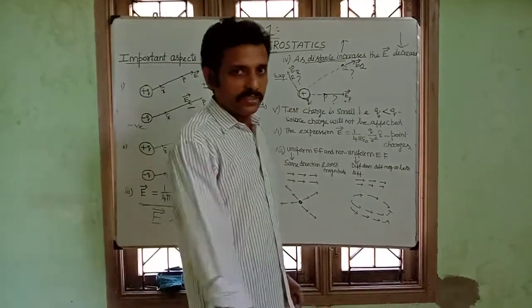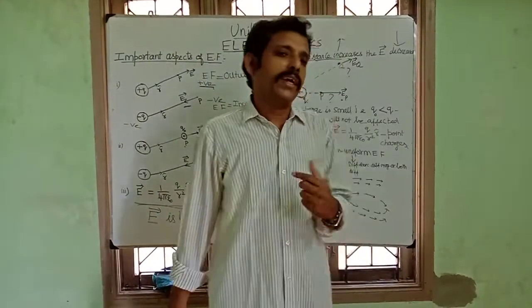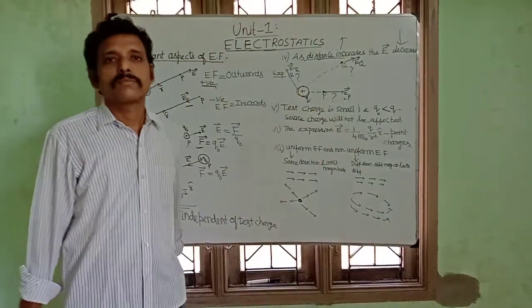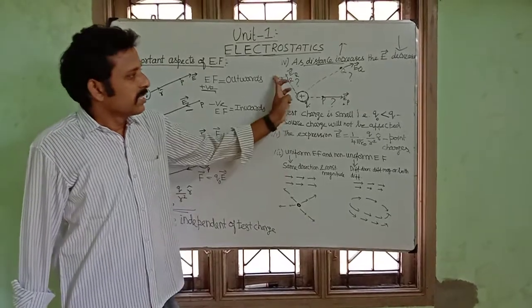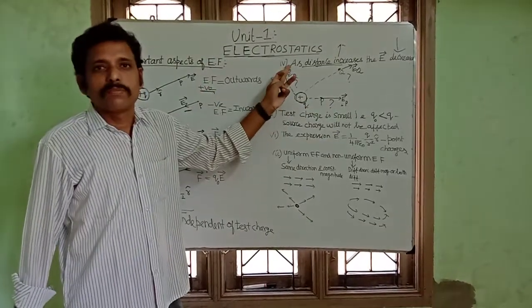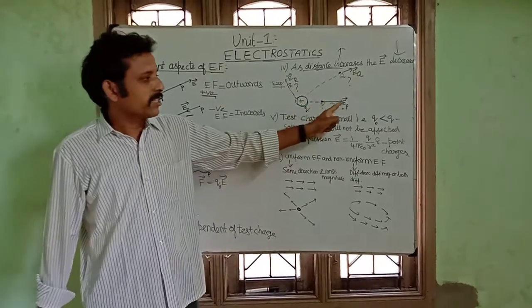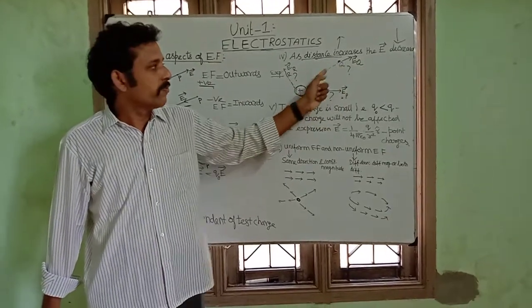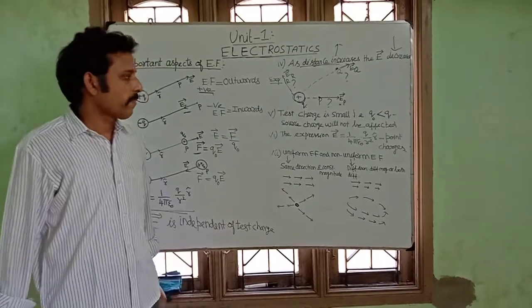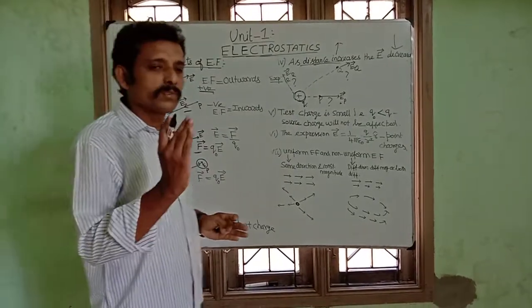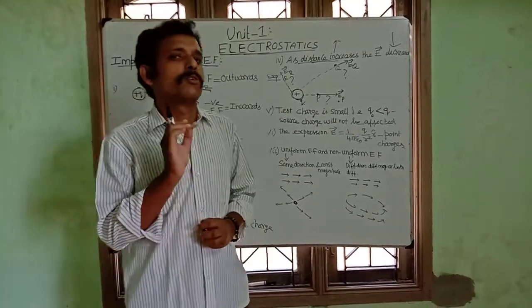Another question arises: if I take a negative charge, what happens here? The same pattern will be followed, but the direction of the E vector will be acting inwards, since we take a negative charge. Okay, so these are some key points discussed in our state board student book.